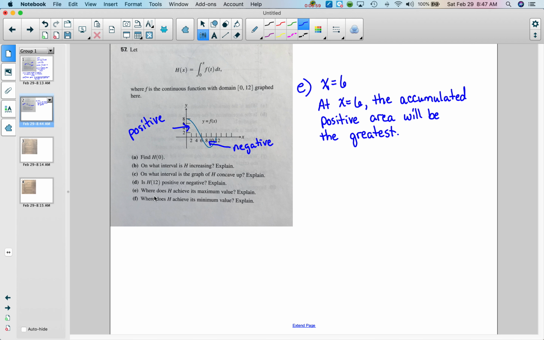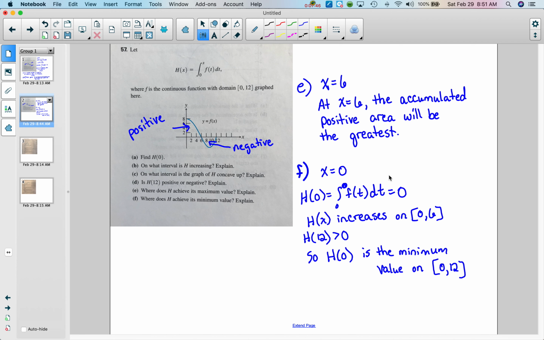All right, the next question, part E, says, where does h achieve its maximum value? Keeping in mind that the integral is accumulating the area under the curve, think about at 2, the area under the curve, if we approximated even with a rectangle. At 4, there's a larger positive area. At 6, there's a larger positive area. Then remember what happens when we dip below the x-axis. If we're evaluating an integral, we would be subtracting this area to get the net change in our integral. So at x equals 6, the accumulated positive area will be the greatest. So that's where h achieves its maximum value.